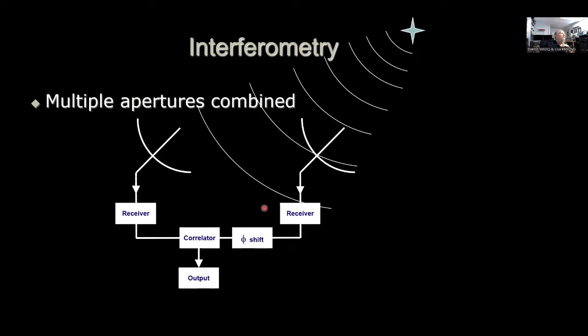So if you know where the antennas are, they can be anywhere, and you don't have to have all these multiple feed lines. You'll see VLBA, very long baseline interferometer, is multiple thousands of miles wide.